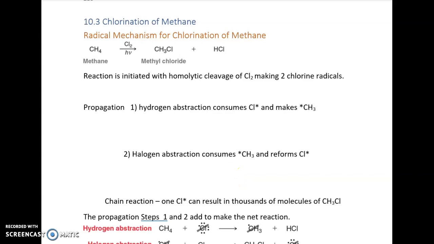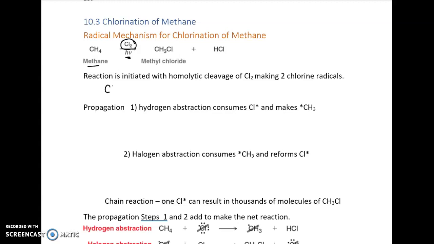So let's use those reactions that we just learned, those 6 different steps. And now we're going to add a chlorine to methane. So, chlorination of methane: we start here with methane, we add chlorine, and have to add some energy in the form of light, and we're going to make a methyl chloride. The reaction is initiated by the homolytic cleavage of chlorine.